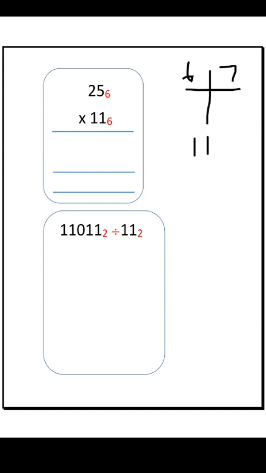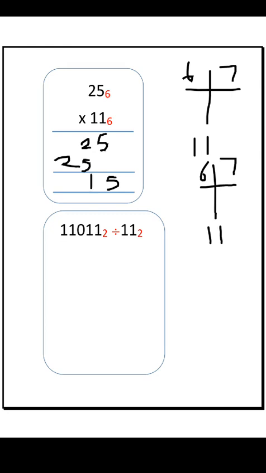Now, let's multiply. 1 times 1, 1. 1 times 5, 5. 1 times 2, 2. 1 times 5, 5. 1 times 2, 2. Now, 5 plus nothing, 5. 2 plus 5 is 7. We cannot write it down, so we change it to what? Base 6. How many 6s are going into 7? 1, remember 1. So we're going to write 1 here.